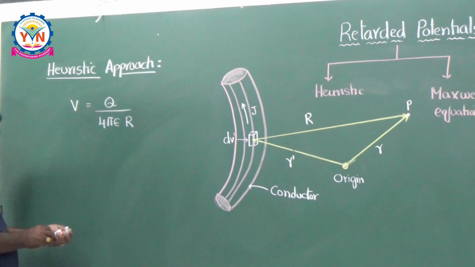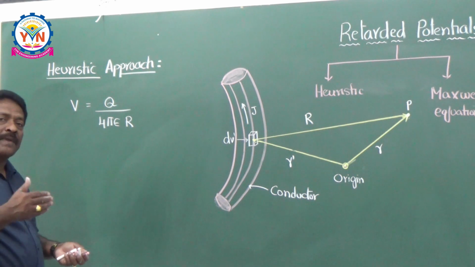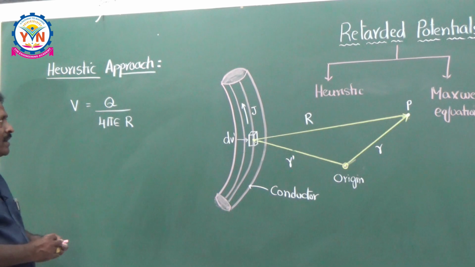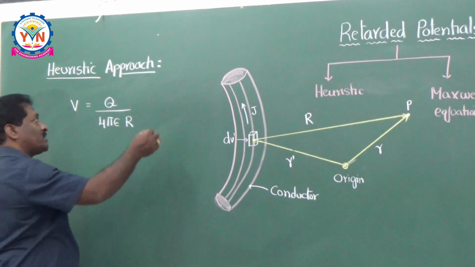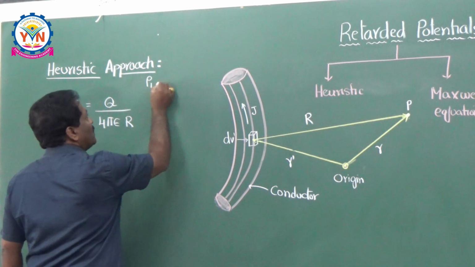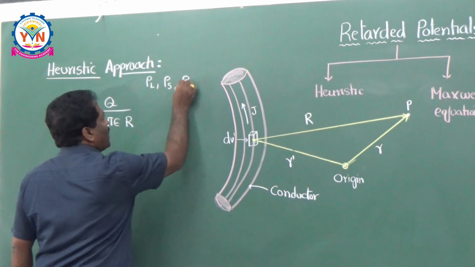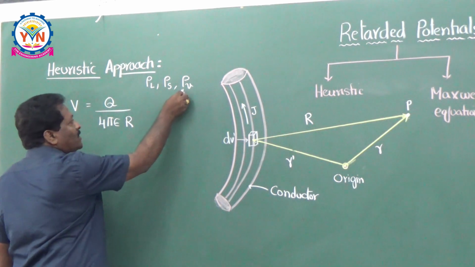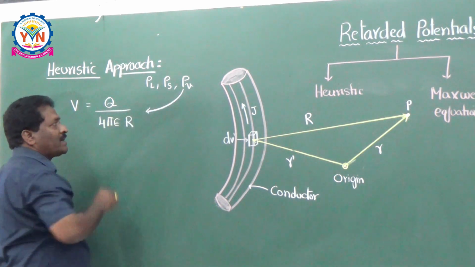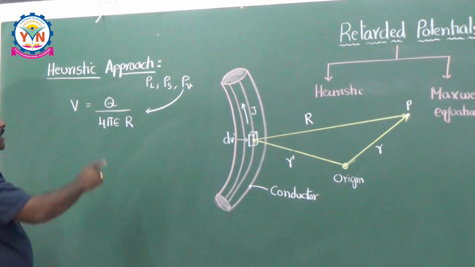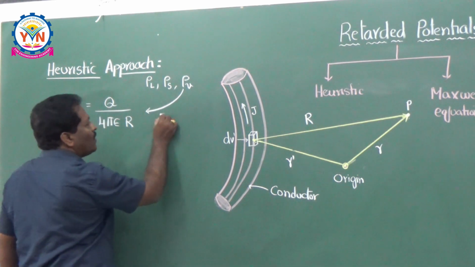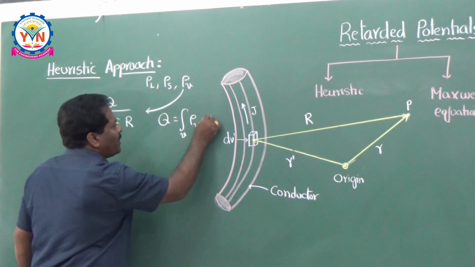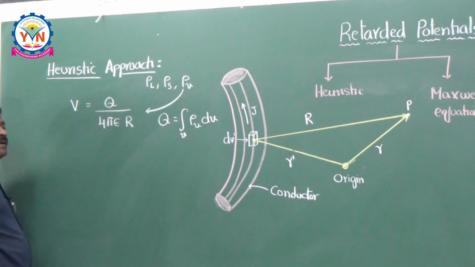That's the reason we have to go for the most practical charge configuration, that is volume charge configuration. You know very well, there are different types of charge configurations like line charge, surface charge, and as well as volume charge. Out of all the charge configurations, volume charge configuration is the most practical. That's why in the place of Q, I can write Q is equal to volume integral rho V into dV.